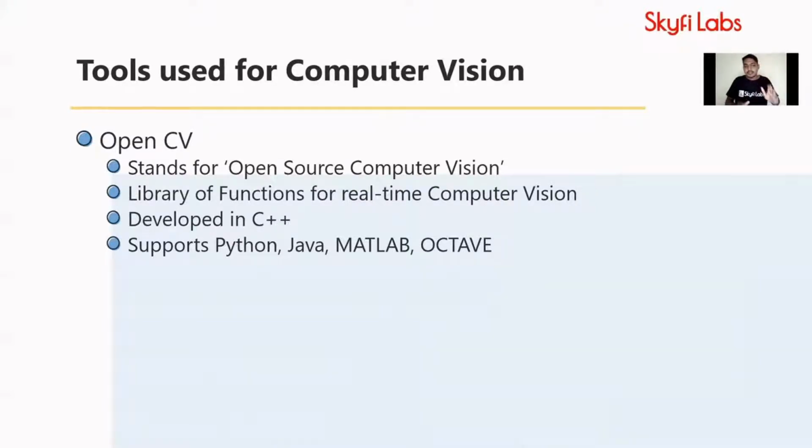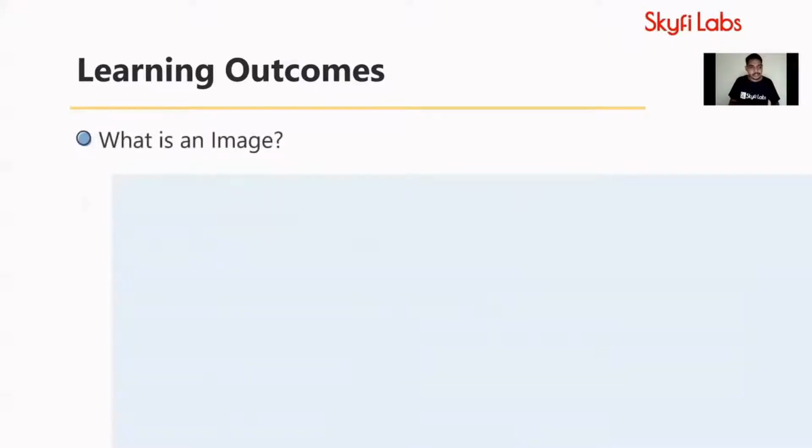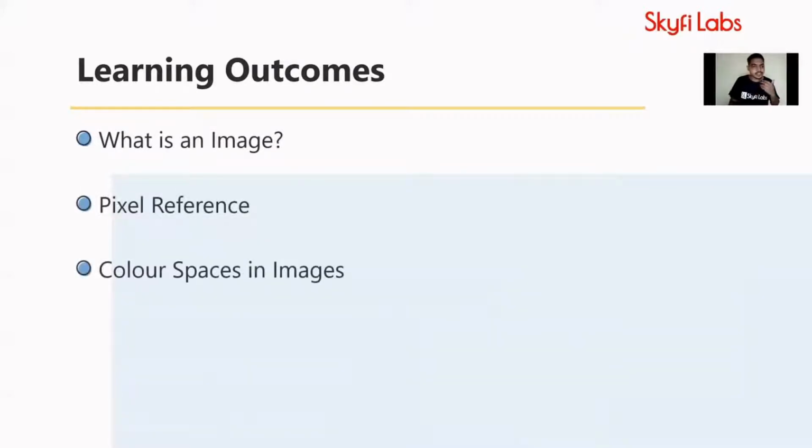Now, to begin with, let's take a look at the absolute basic idea of computer vision. We are going to talk about an image. So what is an image? What is a pixel? What are color spaces in an image? Let's take a quick look at these things. And what is a video?